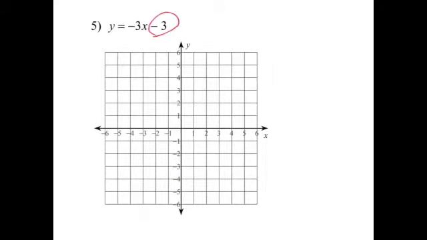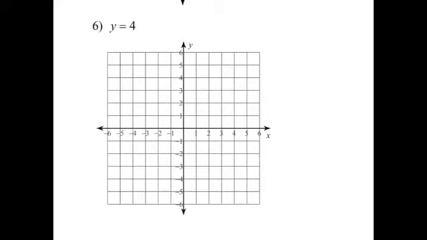Moving on to 5, the number not with the x is -3, so we're going to go -3 on our y-axis, put a point there. The number in front of x is -3, and -3 is the same thing as -3/1, so we can go from here down 3 and right 1 to get another point. You can also go up 3, left 1 to get a point. So after you have an extra point or 2, you can use that to draw your line. Make sure you do a solid line, just like so.